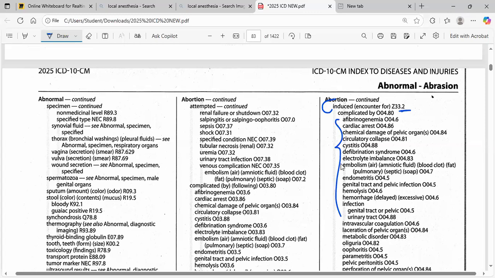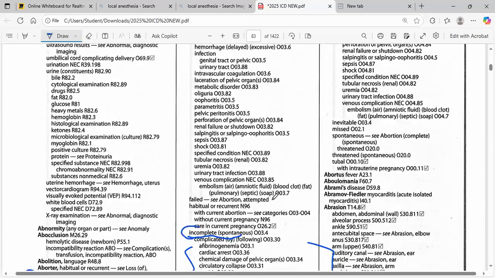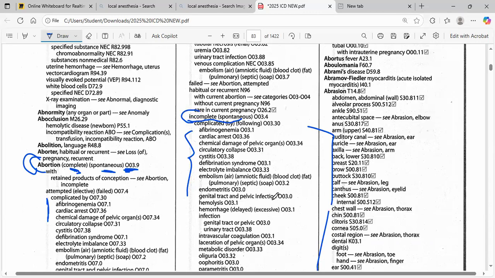You have to use a code from series O07 when the patient is coming with the elective failed abortion, and you have to use a code from series O03 when the patient is coming for the issues or complication due to the spontaneous abortion. Any questions so far?